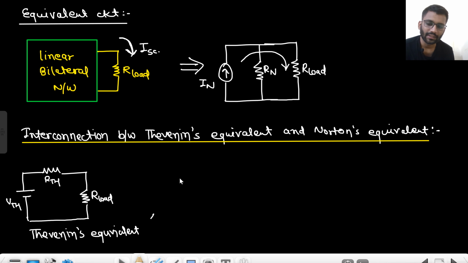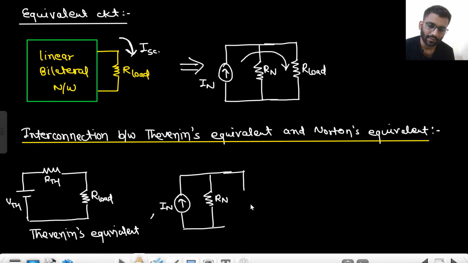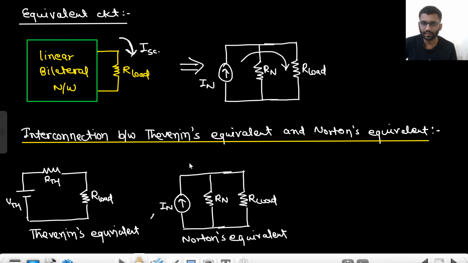Now I will make Norton's equivalent. This is our Norton's equivalent: IN, RN, and R load. Right? This is our Norton's equivalent. I will just keep them a bit up.